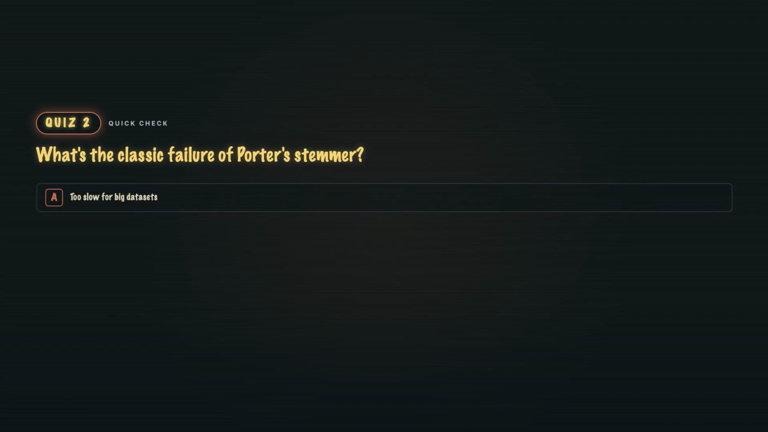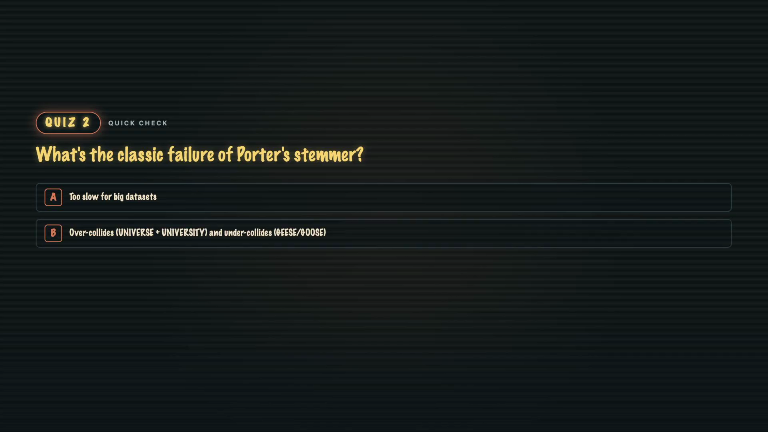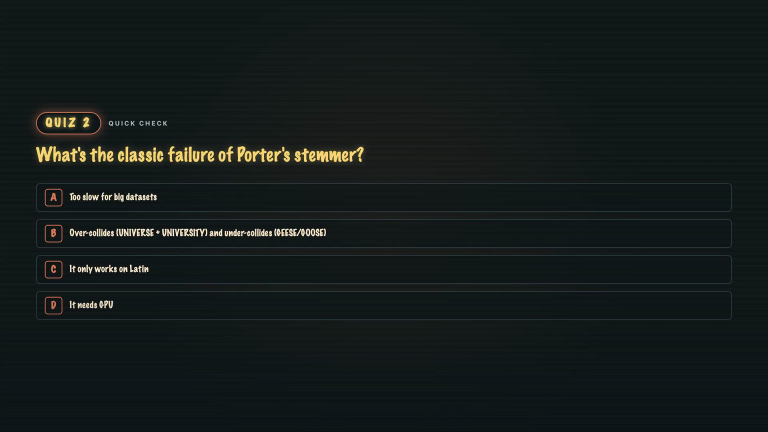Quiz 2. What's the classic failure of Porter's stemmer? A. Too slow for big datasets. B. Overcollides univers plus university into the same stem and undercollides geese and goose. C. Only works on Latin. Or D. Needs GPU.